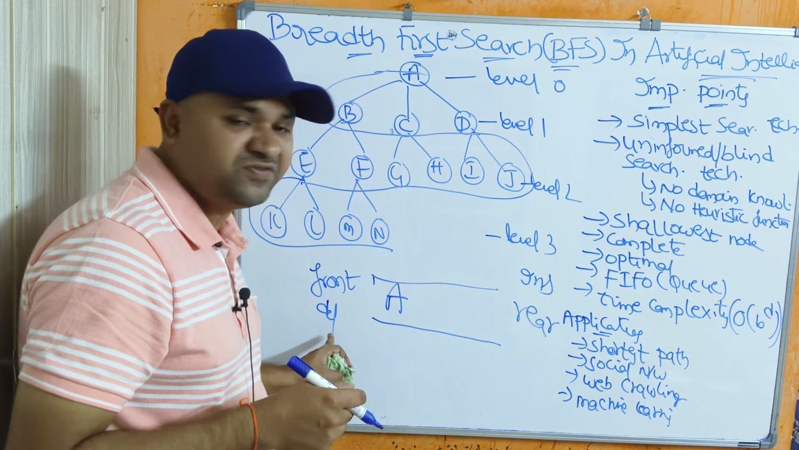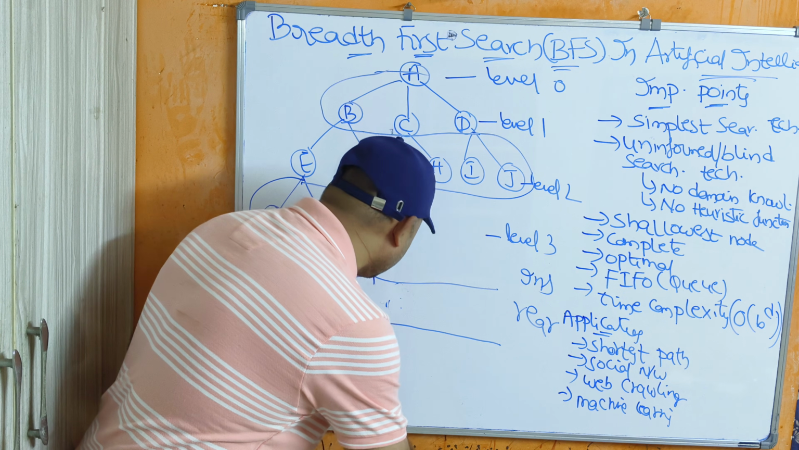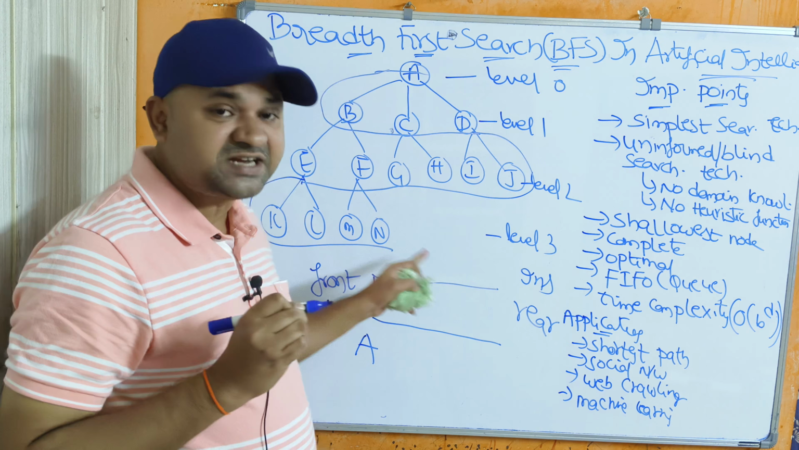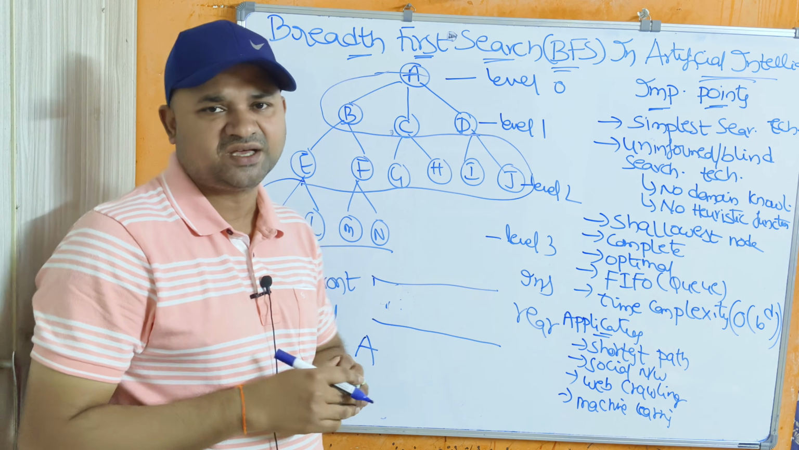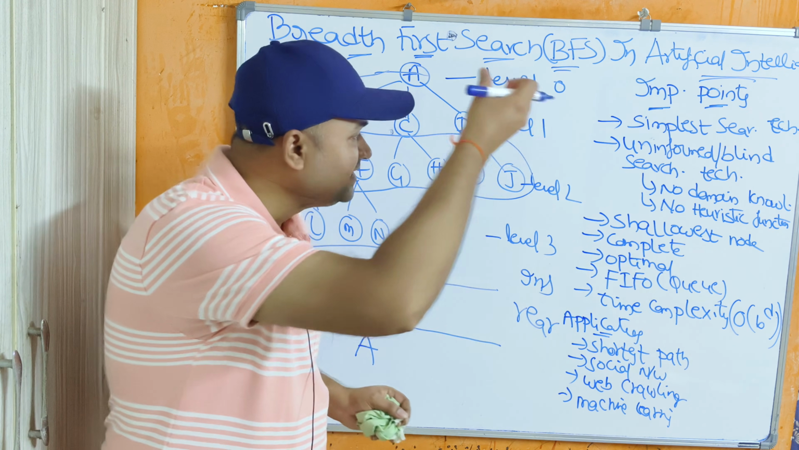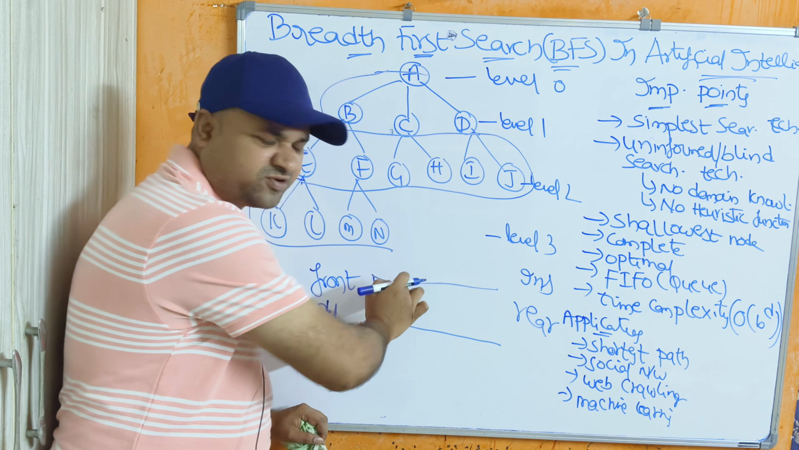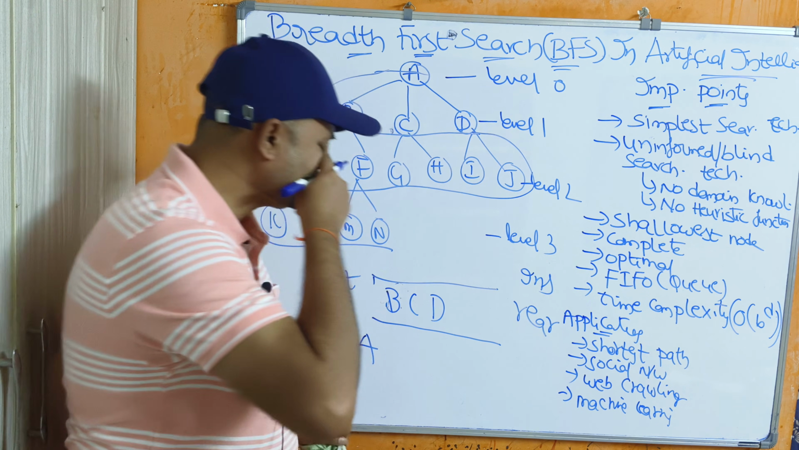We know that deletion will be performed from the front end. So A will be deleted from the queue. That means A will be traversed. And what are the adjacent vertices of A? B, C, D are the adjacent vertices of A. So now insert those vertices into the queue. Insertion will be performed from the rear end. So B, C, D will be inserted.